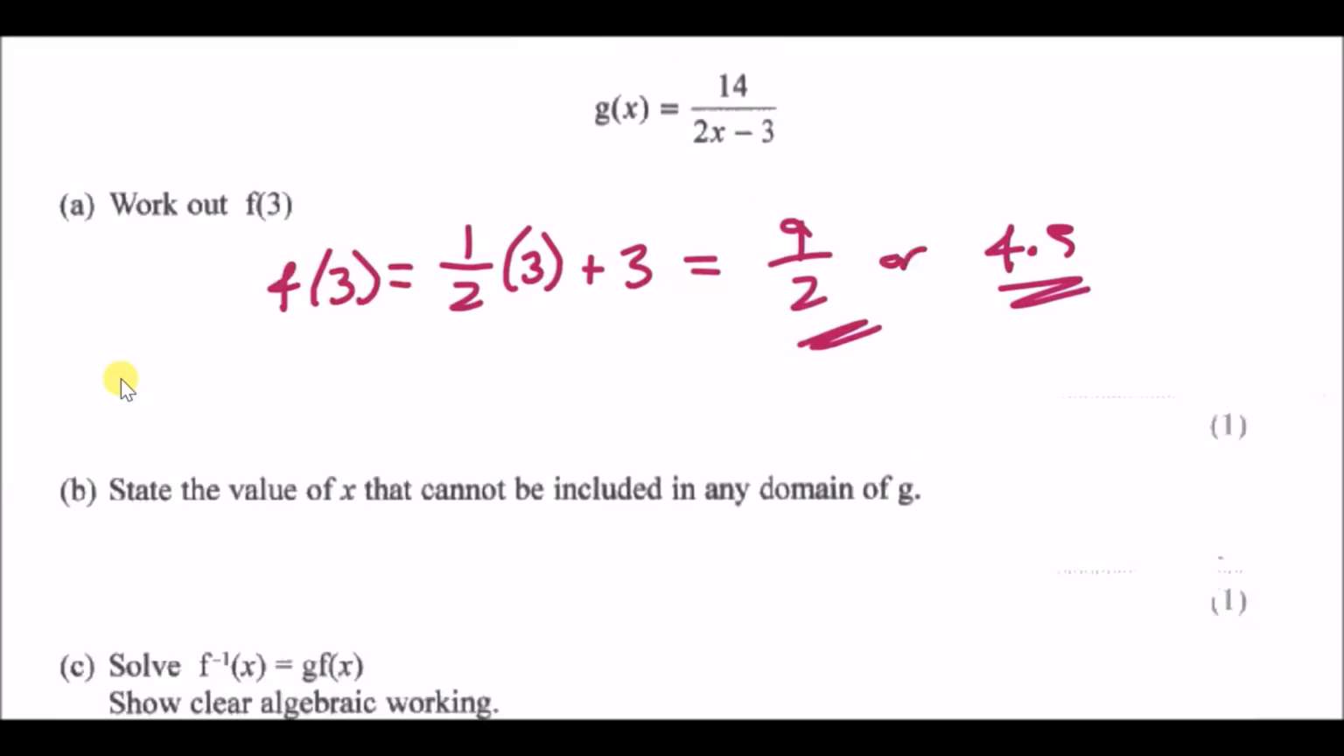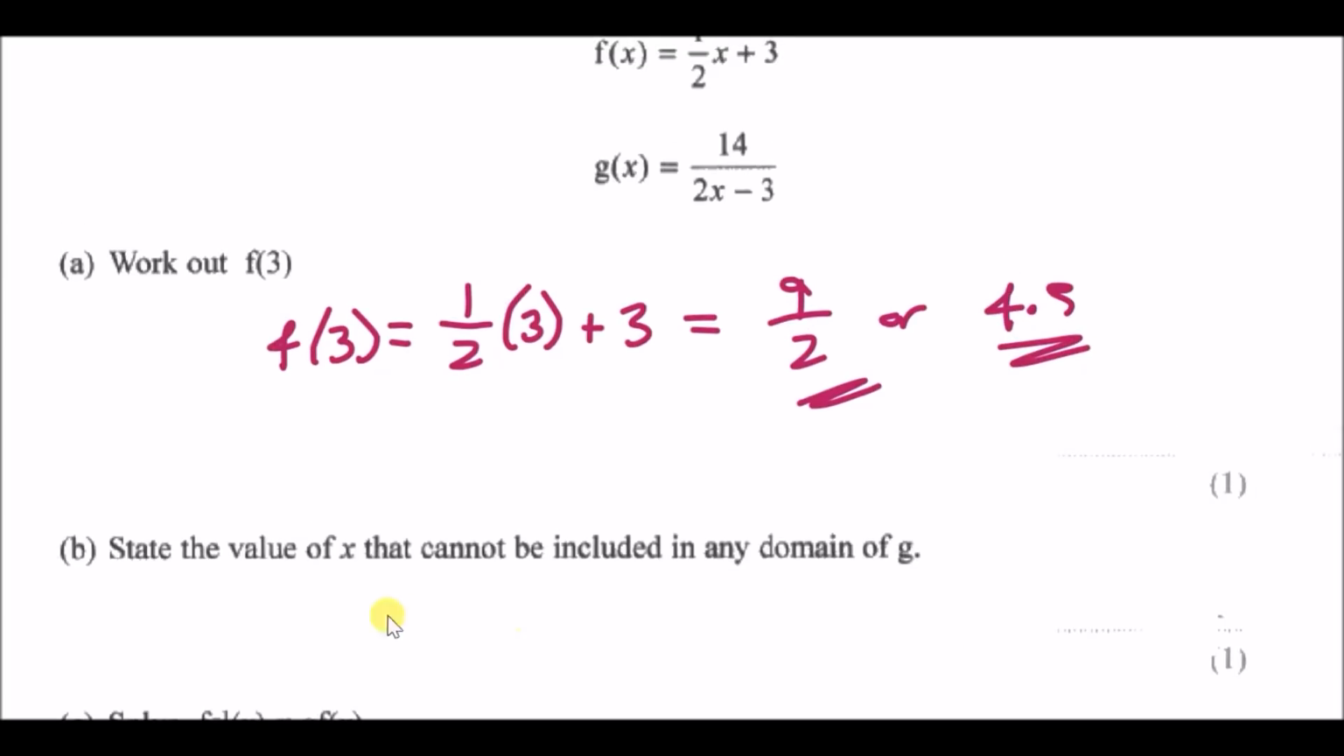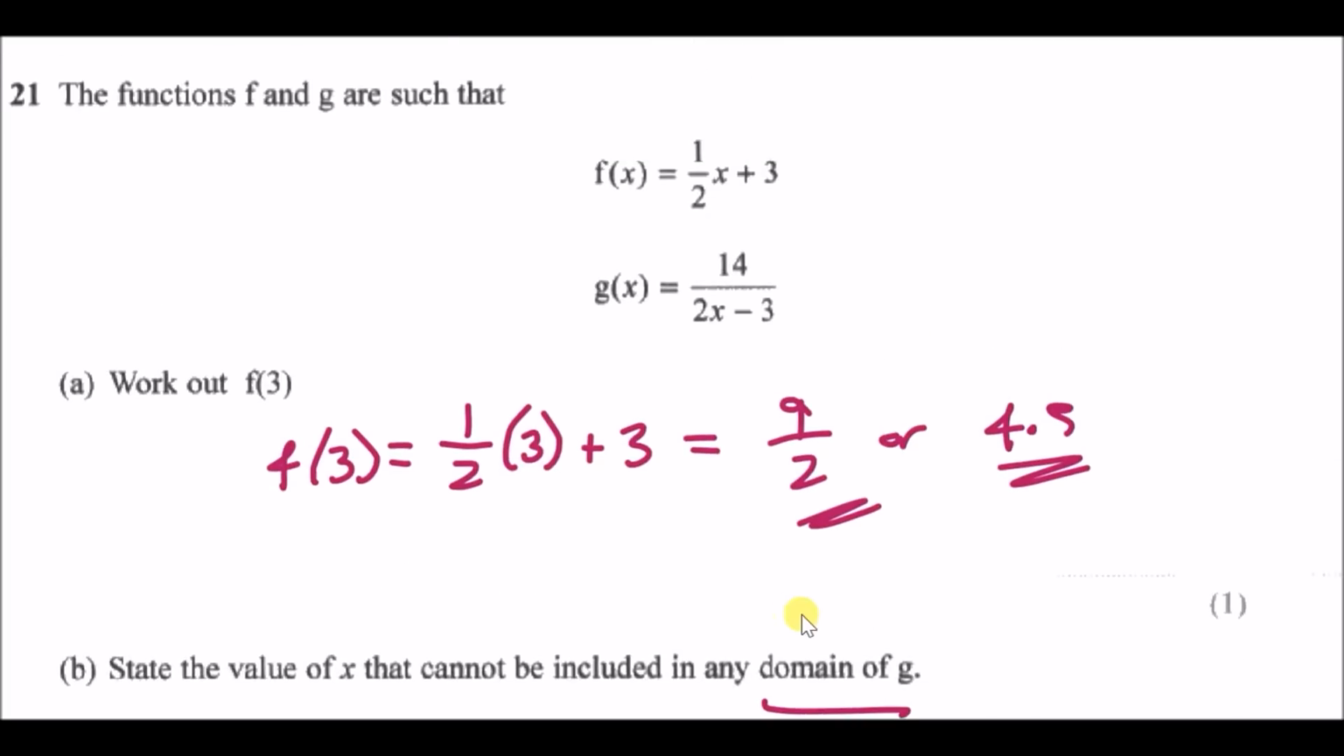That's it. B. State the value of x that cannot be included in any domain of g. Now, when they say domain of g, that literally talks about the values of x you're allowed to use. Now, there's a common rule here. If you have a fraction or a square root, you can only use certain values. With a fraction, you can't divide anything by 0. With a square root, you can't take the square root of a negative number. So in terms of g, we can say the bottom half cannot be 0. So 2x minus 3 cannot be 0.